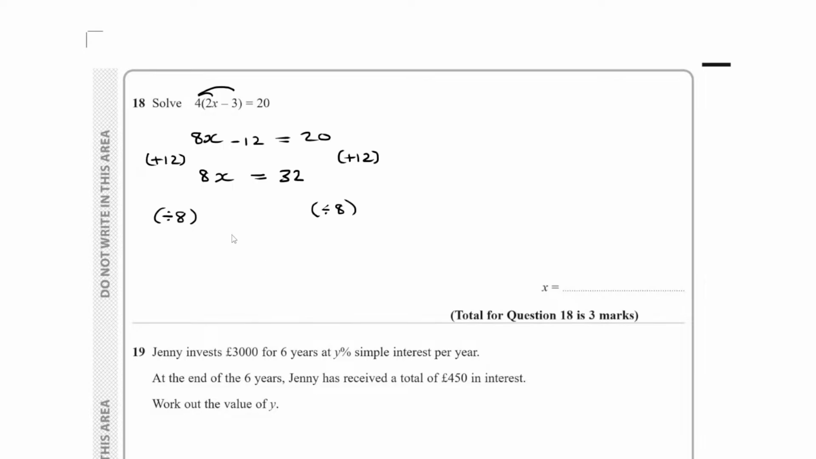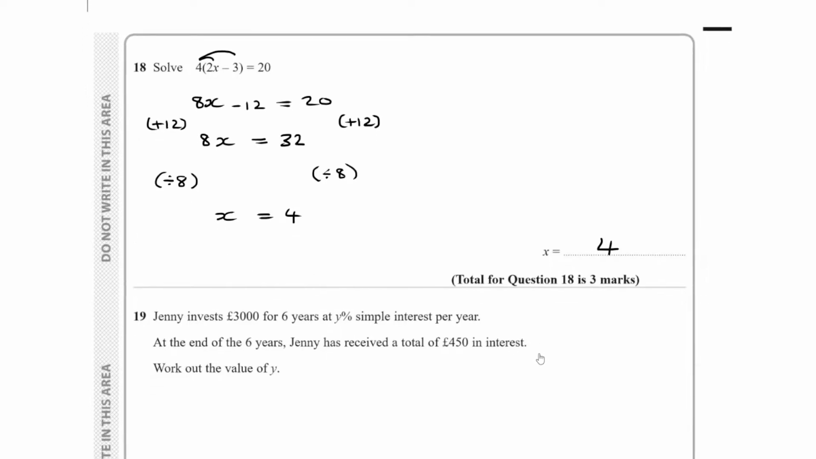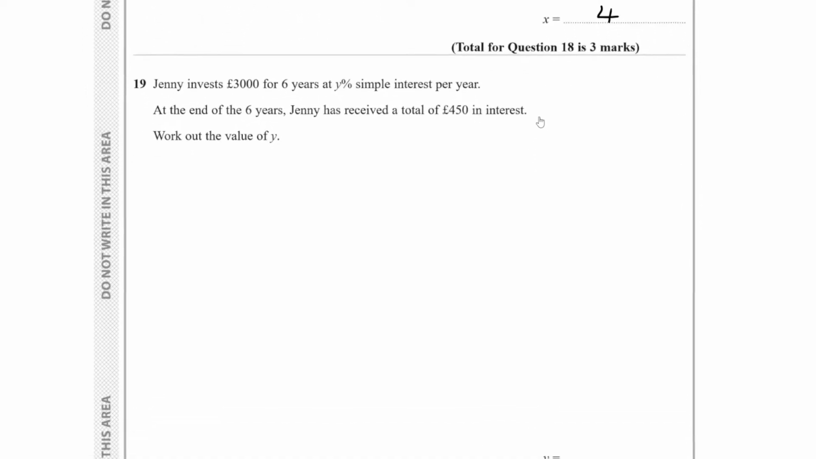because currently 8x means 8 times x. It's multiplied by it, isn't it? So if I divide, obviously I get just 1x. And then 32 divided by 8 is 4. So x is 4. So that's it. As long as you got to 4 at the end, as I said, you might have done a different method. But if you get 4 at the end, then I'm assuming it was probably still correct.